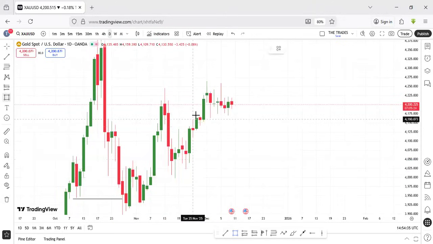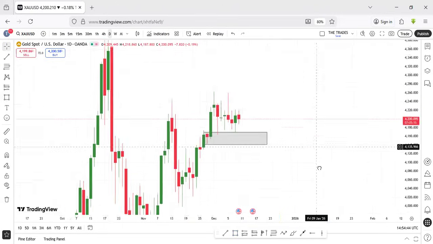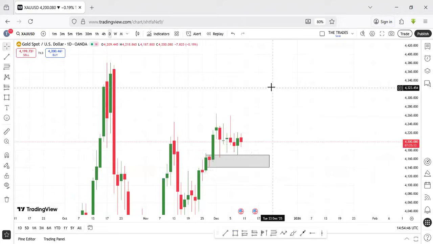I pointed out a very good structure at this particular place. When gold was at this particular place, I explained all the reasons why we should be expecting this daily order block to be filled before we start seeing any other continuation to the upside.